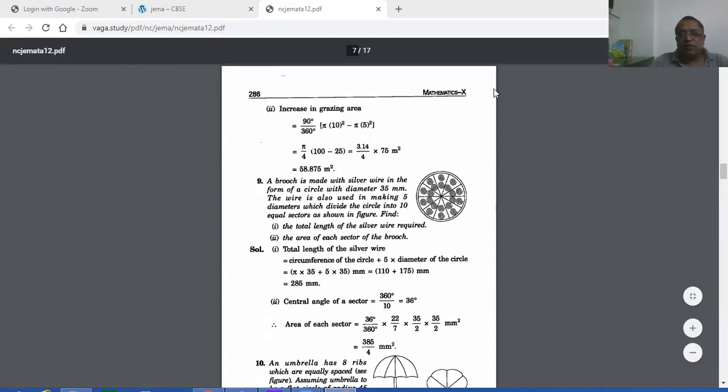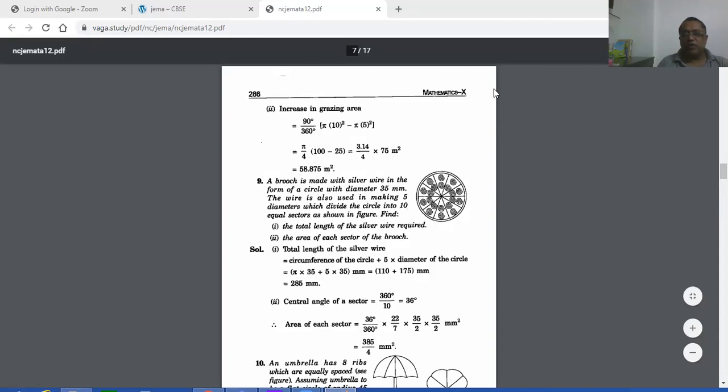Then we have the question 9 here. This is a circle, a silver wire. Diameter is 35. So all this is 35 meters. The question is find the total length of the wire. So how many diameters are there? There are 5 diameters. And there is a circle. So total distance will be 2 pi r, that is the circumference of the circle, plus 5 diameters. So that will be 110 plus 175, 285. That will be the total length of the wire required to make this design.